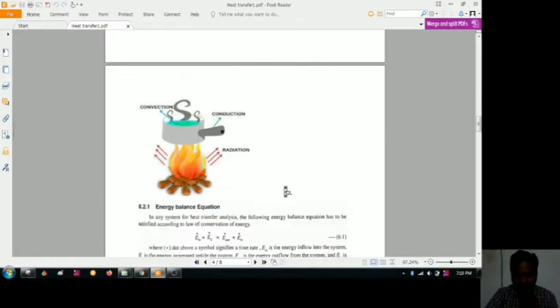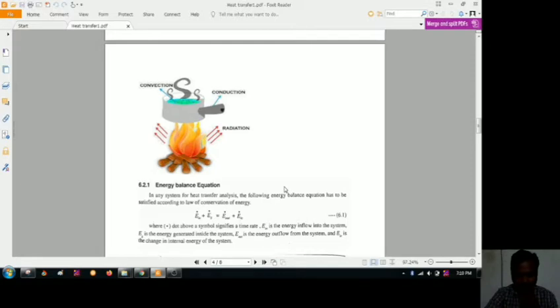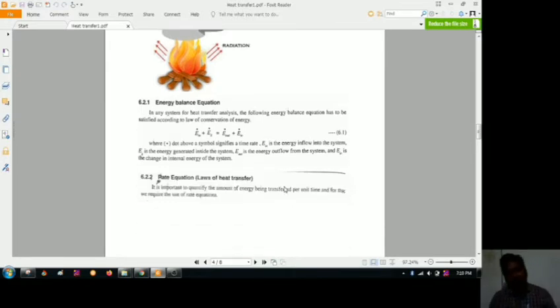We'll see one more example, that is cooking. You can see conduction when you hold one part of the vessel, and you feel the heat. Then there is convection, where the water is boiling inside the vessel and you can see the formation of vapors, and the radiation from the heat source. Whenever we are designing any heat-related or thermal-related problems, we need to know about the energy balance equations.